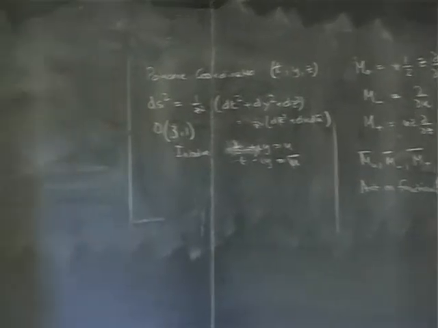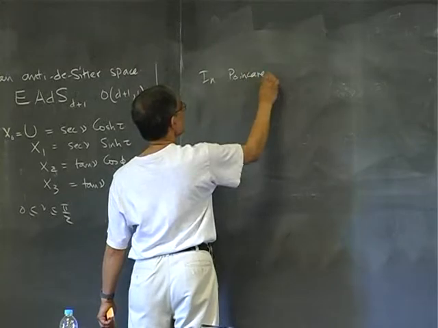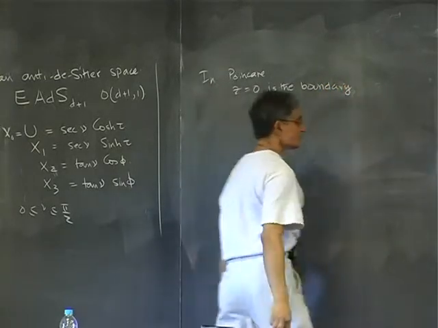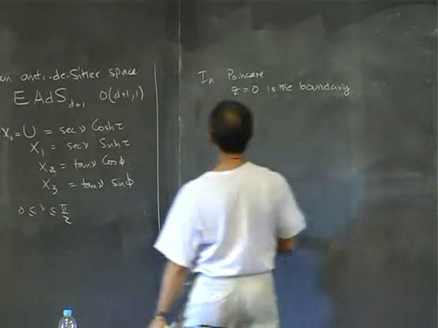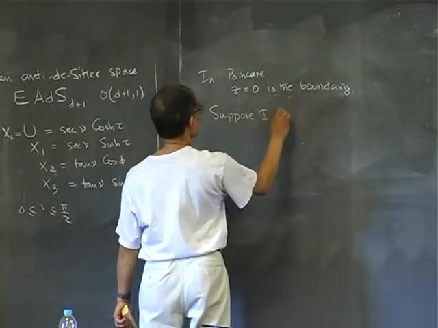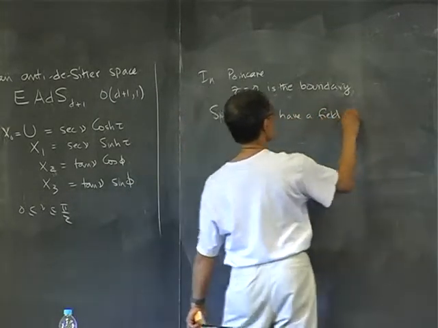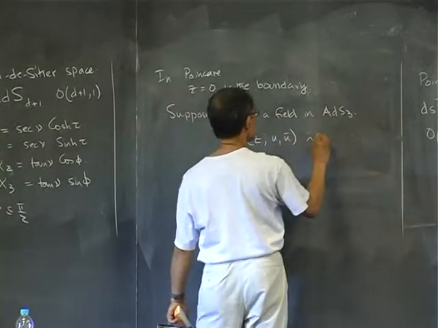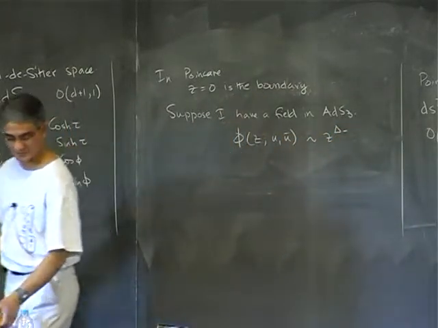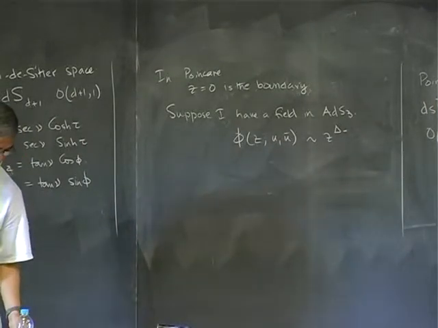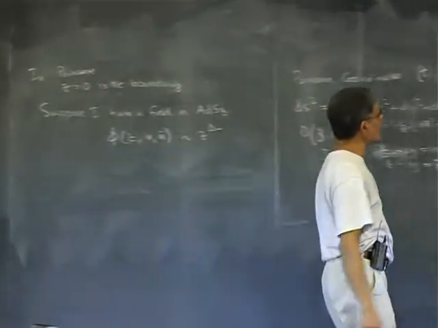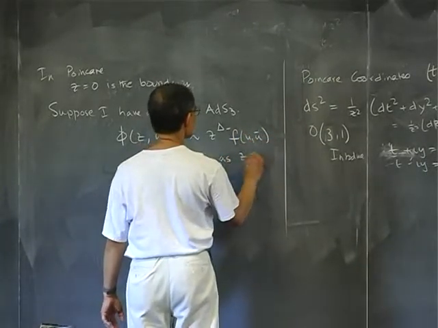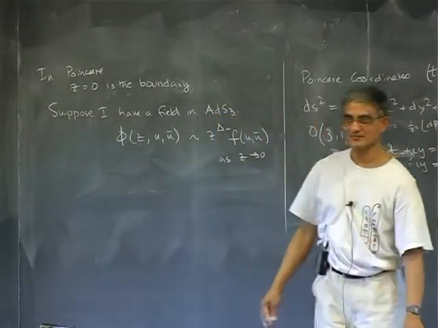And if you look at this metric, so in the Poincare metric, z equal to 0 is the boundary. This was the thing at r equal to infinity. So suppose I have a field in AdS3, and the behavior of that field near the boundary went as z raised to the power delta minus. So then you see what happens, z^delta minus times some function of u and u bar as z goes to 0. Suppose I have that. I haven't told you why I have that. Suppose I have that.